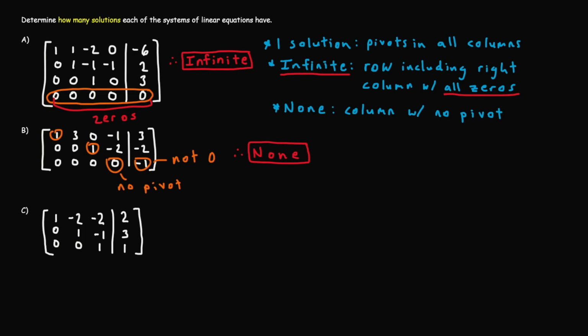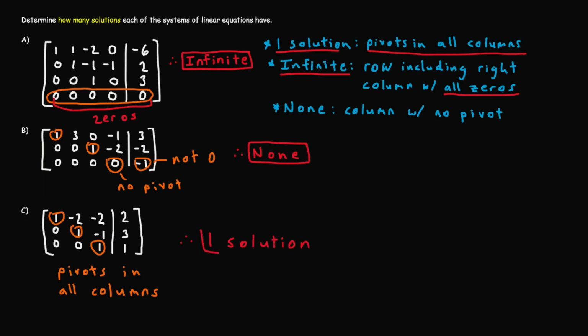And now looking at part C here, we can see that we have three pivots and three columns to the left of the vertical line. So in this case, every column has a pivot, which hence means that there is only one solution for this system of linear equations, which of course corresponds to whenever you have pivots in every single column to the left of the vertical line. So hence, we will say one solution.